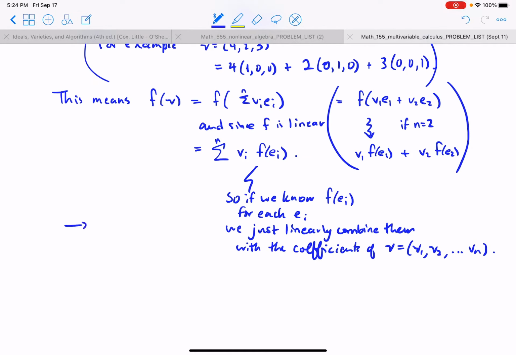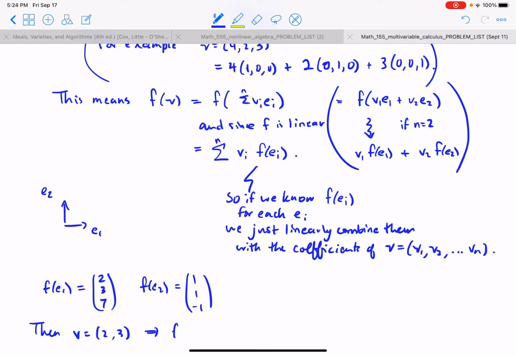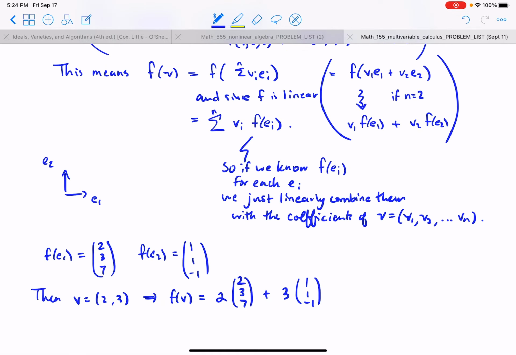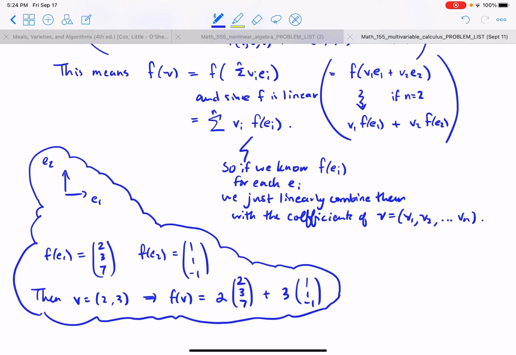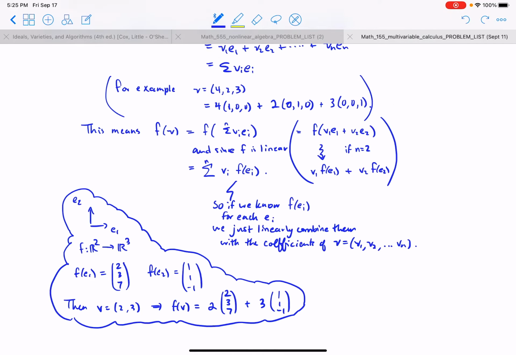For an example, in the plane we have e1 and e2. And if I know that f of e1 is 2, 3, 7, and f of e2 is 1, 1, negative 1, then v being 2, 3 means that f of v is equal to 2 times 2, 3, 7 plus 3 times 1, 1, minus 1. So this is an example. And here this would be a linear map from R2 to R3, because I had 2 unit vectors and then my outputs were 3-dimensional. Okay. That's part A.